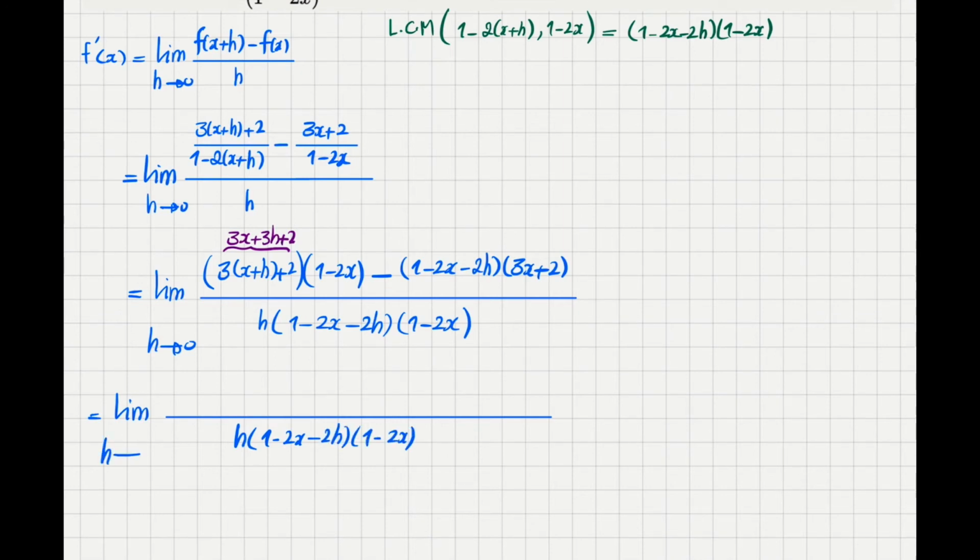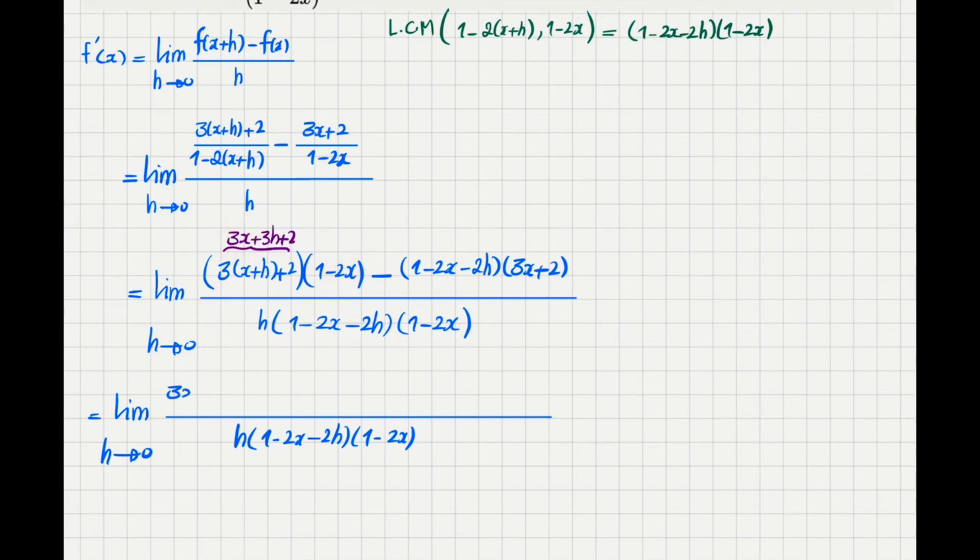H goes to 0. In the numerator, I have 3 terms here and 2 terms here. I have to multiply them, and it will give me 6 terms. Yes, I multiply this by that, I multiply this by this, and then I continue. So let me just write it without further explanations.